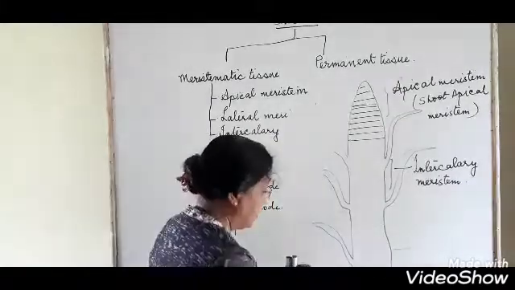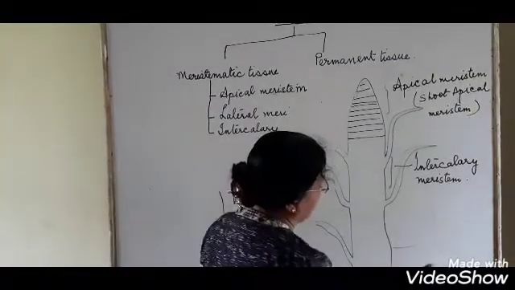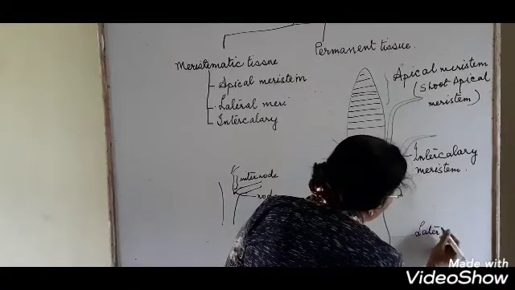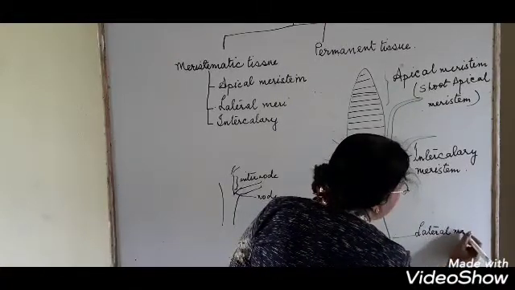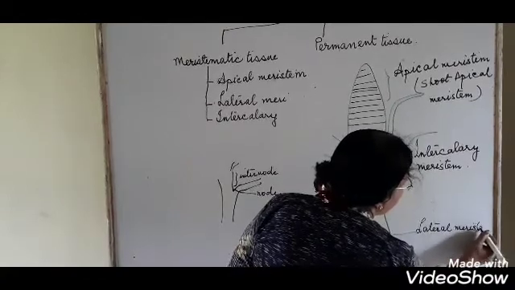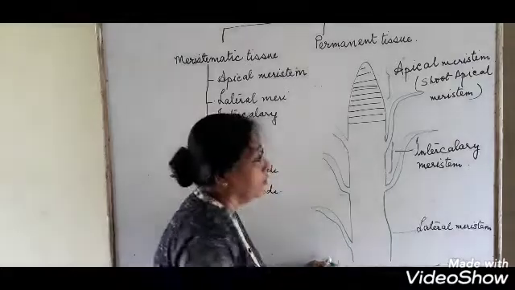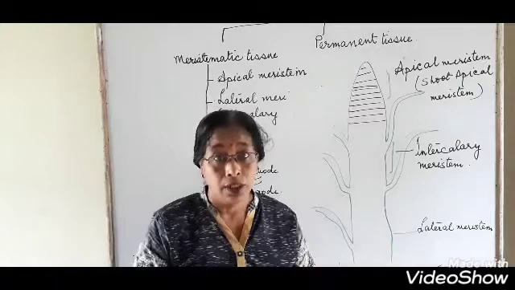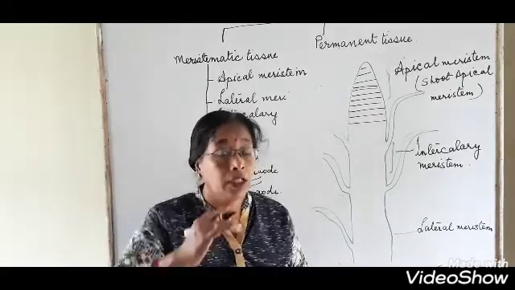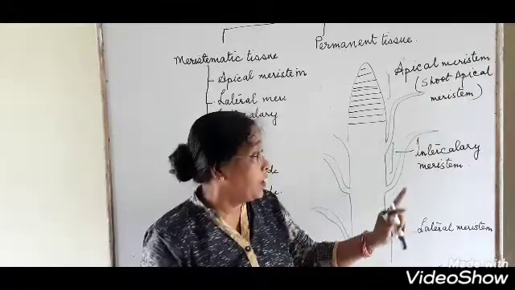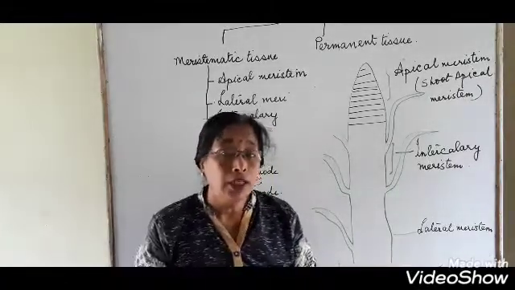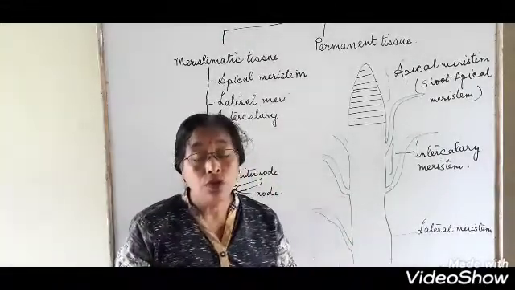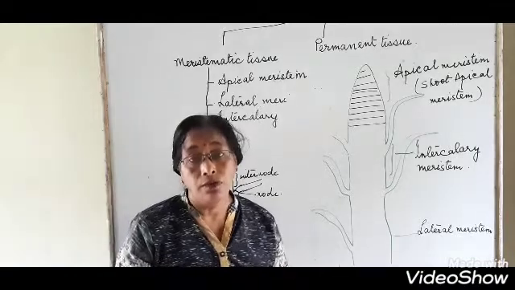Now we come to the lateral meristem. The third type of meristem is lateral meristem. The lateral meristem helps the plant to grow in girth, that is in breadth, and the apical meristem helps the plant to grow in length. So lateral meristems are mainly found in the shoot region or the trunk region of the plant.